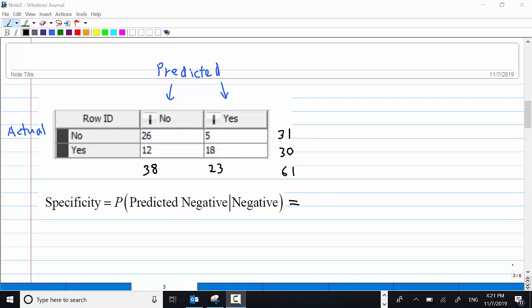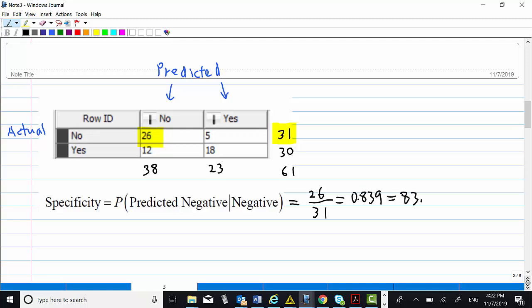Next we look at specificity, which is the probability of predicted negative, that is no heart disease, given that the patient has no heart disease. And in this case, the predicted number of patients who have no heart disease, negative here, is 26, out of the total which actually have no heart disease, which is 31. And this ratio, 26 over 31, is equal to 83.9%.